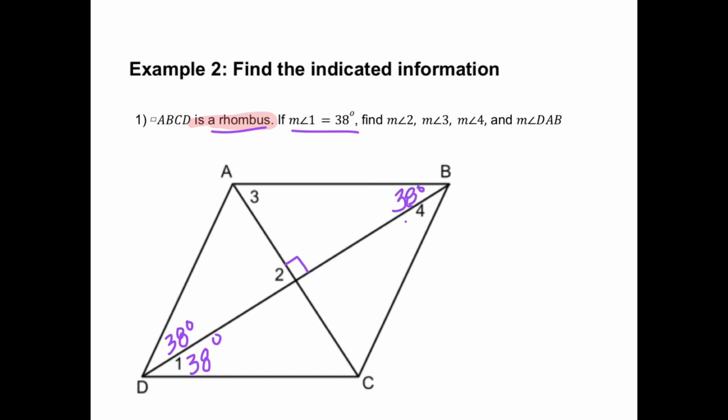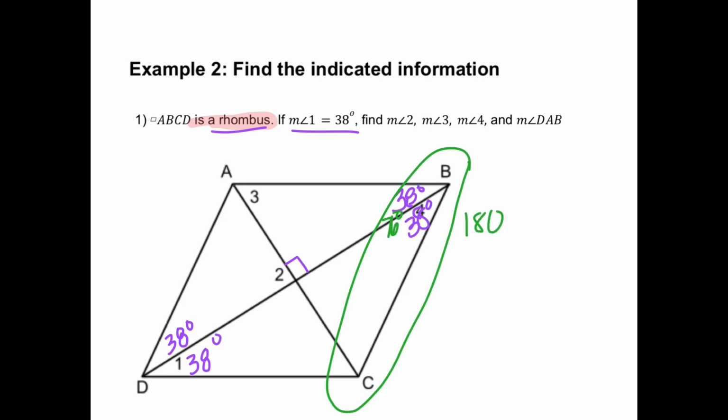Because it's a rhombus, this is also 38 degrees. So we were able to find a lot of information about the angles just by being given 1 and the fact that it is a rhombus, which is a parallelogram. Now, also being a parallelogram, that means that the consecutive angles are supplementary. So 38 plus 38 is 76. If I take 180 and subtract 76, I get 104 degrees. So that's the measure of this whole angle here of 104 degrees.